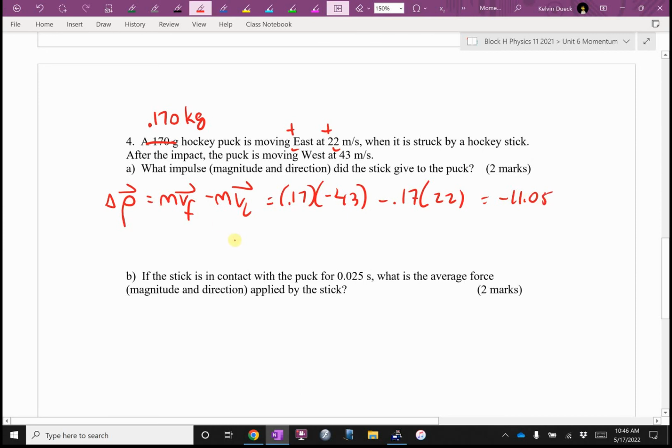How am I going to translate that? Because they wanted magnitude and direction. So 11.05 kilogram meters per second at, what did I say was negative? West. If you had let west be positive, you would have got positive 11.05, and you still would have said west. As long as you're consistent throughout your whole question, you're okay. For 2 marks, I would probably give 1 mark for the magnitude and 1 mark for the direction, I suspect.